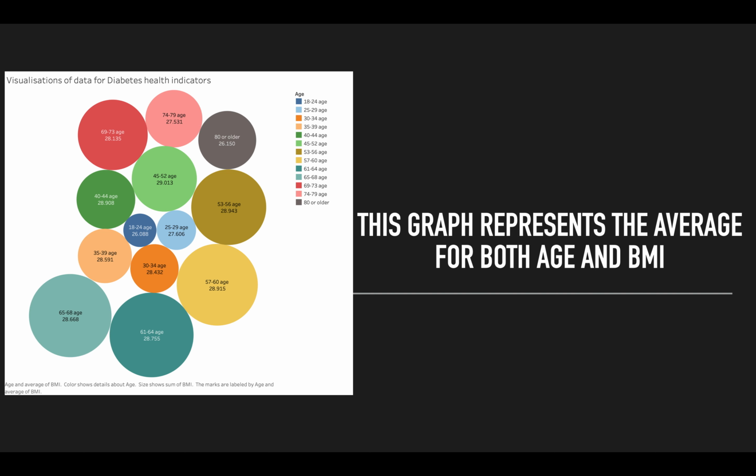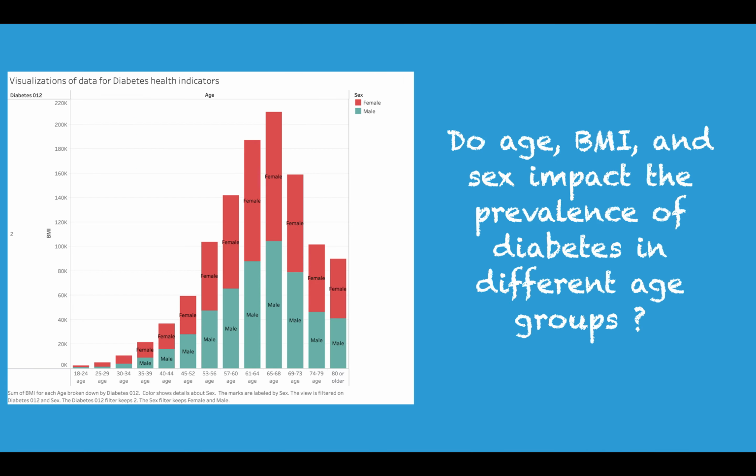This graph also demonstrates that BMI rises with age, which I will further correlate to see if age, BMI and sex have an impact on the prevalence of diabetes or not. In the next graph, I'll show the relation between these three. So let's move on to the third graph. Here we can see: does age, BMI and gender impact the prevalence of diabetes in different age groups or not?